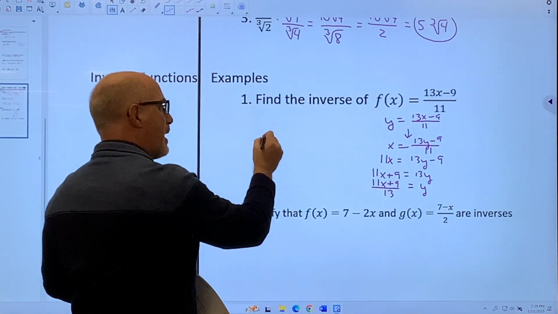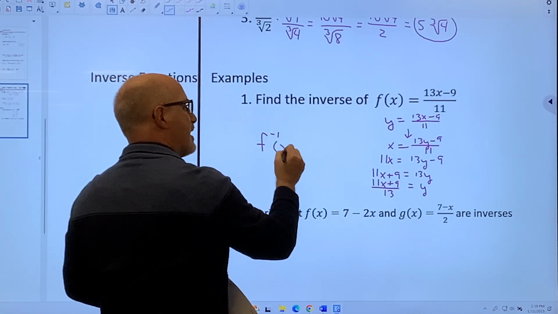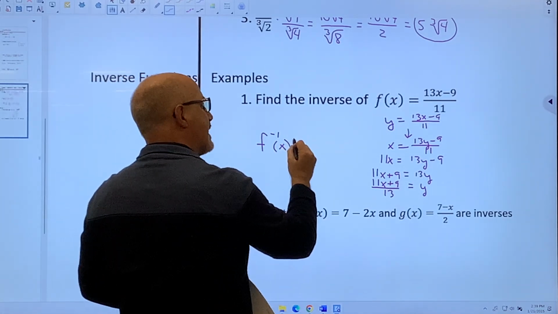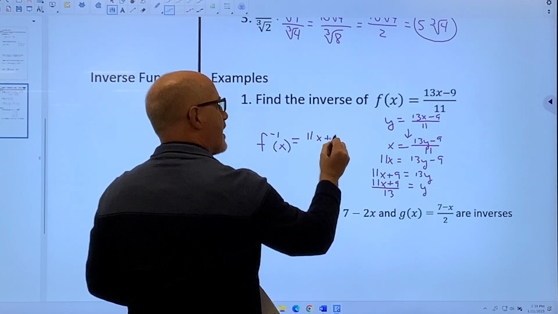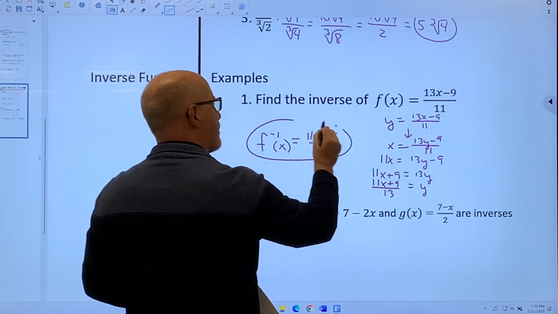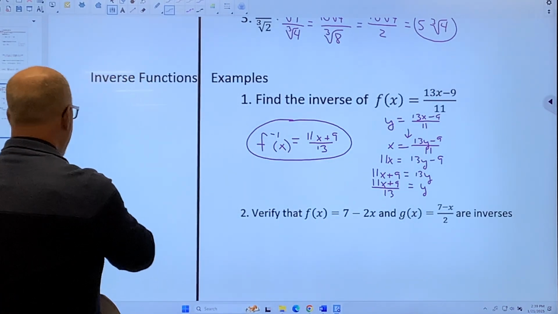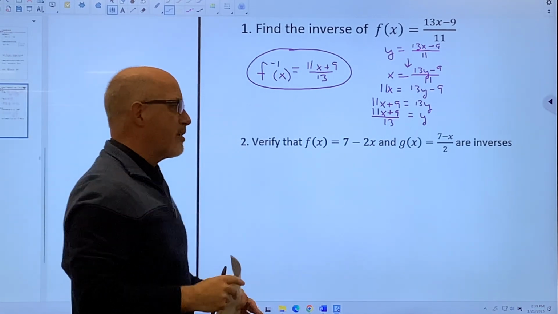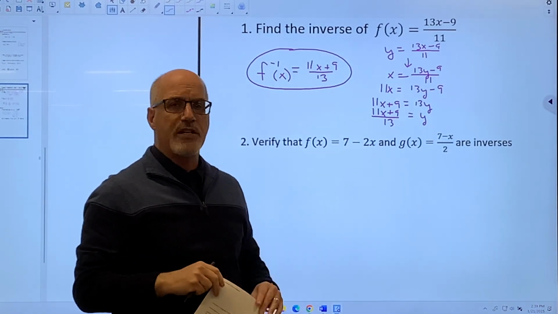I'm going to rewrite it, because we usually use this as our notation for the inverse function. That little negative 1 up there indicates it's an inverse function, so we'll write it as 11x plus 9 all over 13 as my inverse function. All right, and our last step here is to verify that these two are inverses. Now there's two ways to do it. There's an informal way of just taking one, finding the inverse, and seeing if it matches the other one.